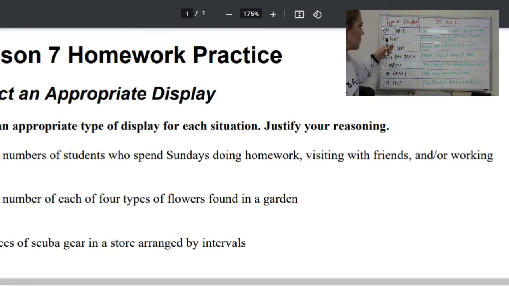Box plot, box and whisker. I don't think so. That's for large sets of data, and this is not really a large set of data. Circle graph, comparing parts of the data to the whole. Well, that is kind of what we're doing. We're comparing part of the students who do homework, part who visit with friends, and part who are working. So I think circle graph's probably going to be our best, but let's go down and rule the others out. Double bar graph, comparing two sets. No, we've got 3 different sections.